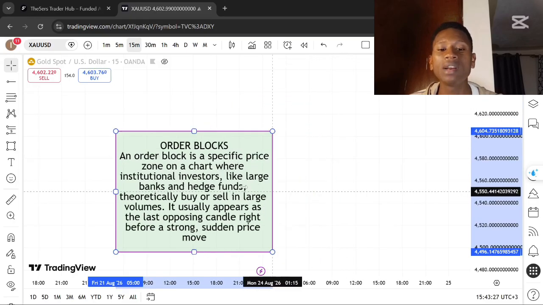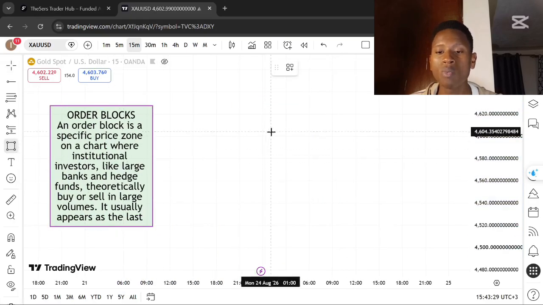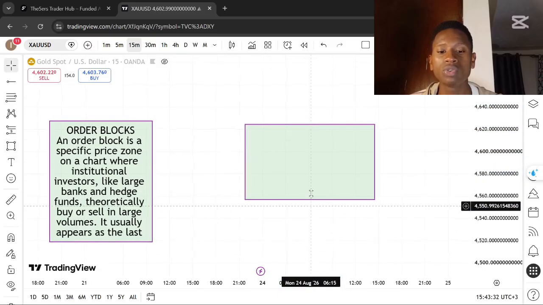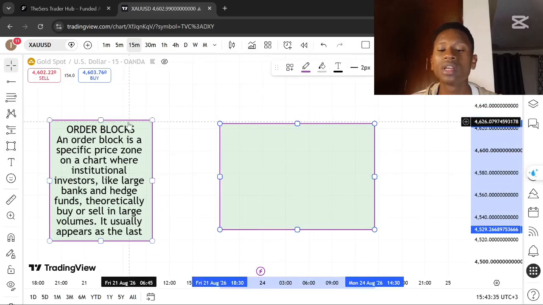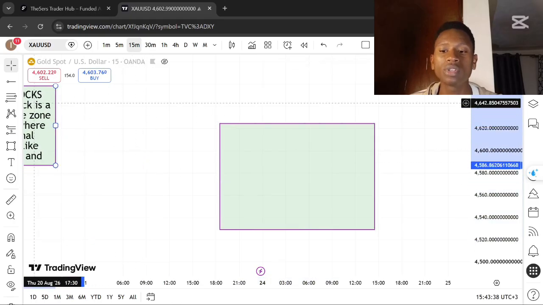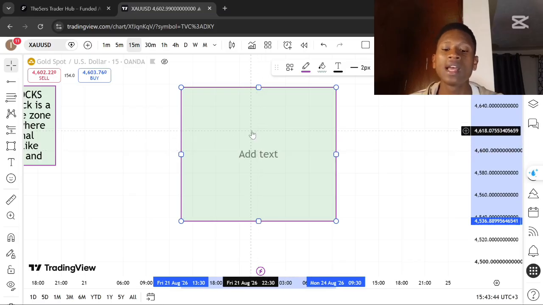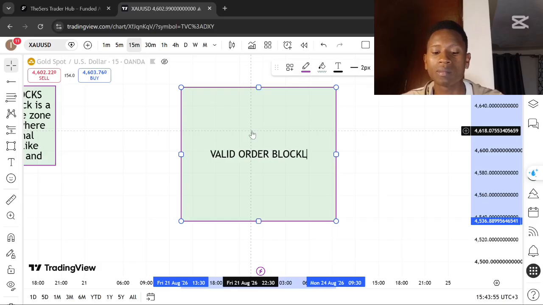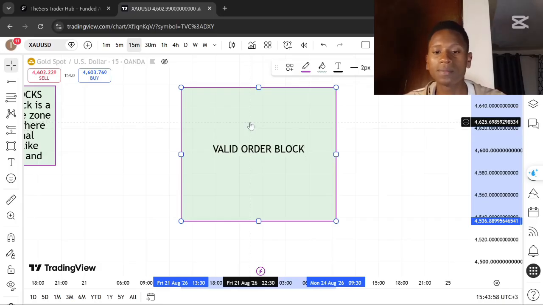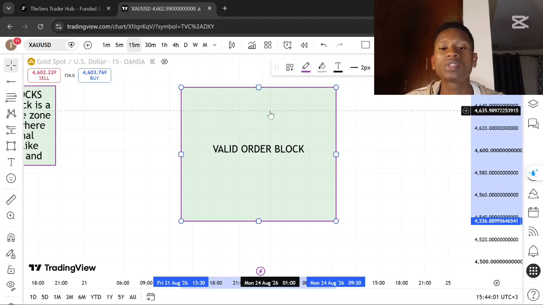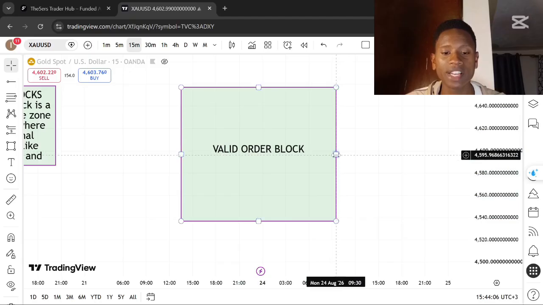Even before we go to the charts, there are some other things I want you to note. Enough with the definition, I hope you have captured that. So how do you know a valid order block? There are some confluences or confirmations to tell you that this order block is actually valid, and you should take a trade from that particular order block.